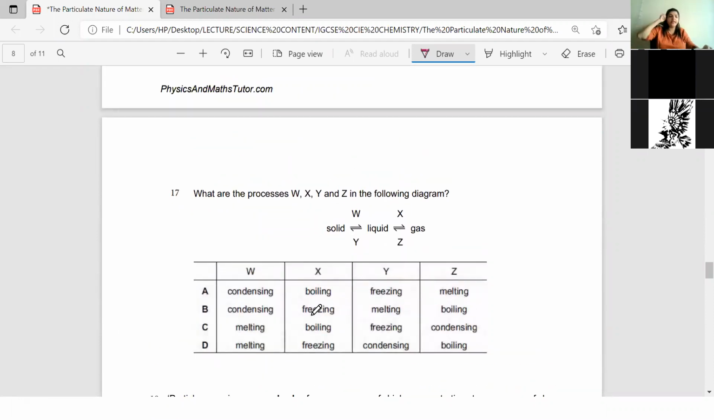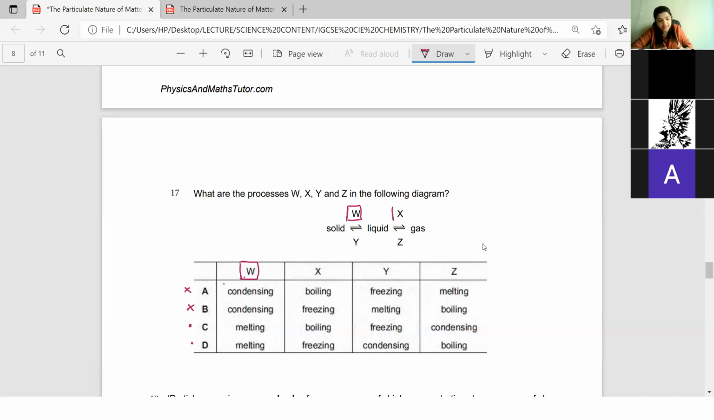What are the processes W, X, Y, and Z in the following diagram? Solid to liquid will be? Miss, I don't understand the question. So basically from A, B, C, D, we have to decide which one is the process of solid to liquid. So W, you have to check the column. Over here, W is solid to liquid. Melting. So W has to be melting. It cannot be condensation. So can I say A and B cannot be my answer? It has to be from C and D.